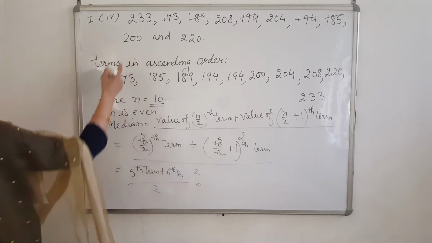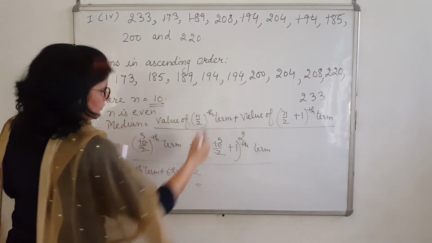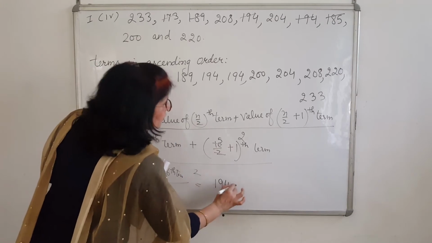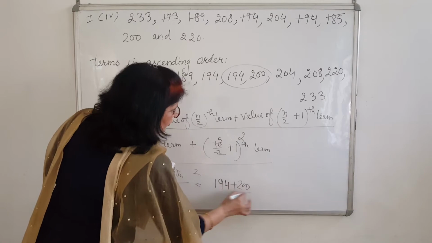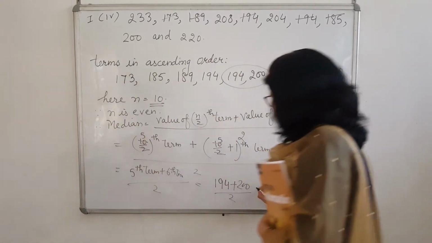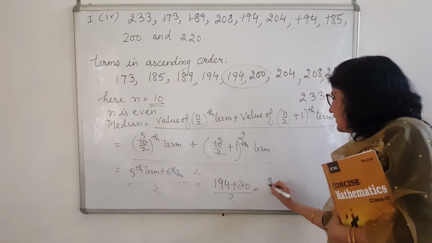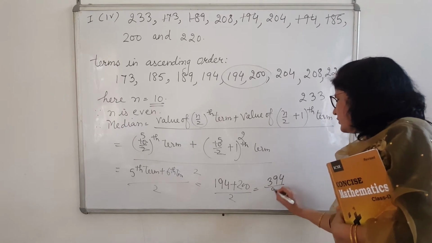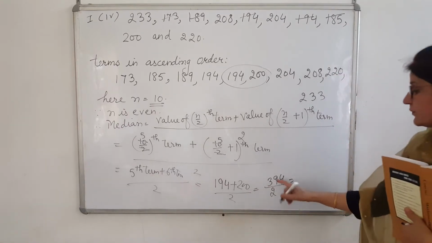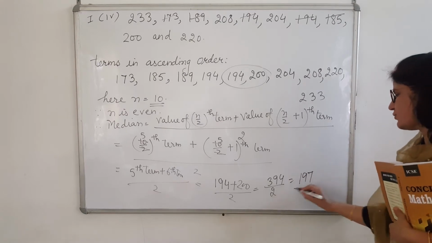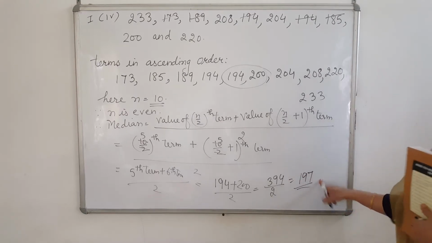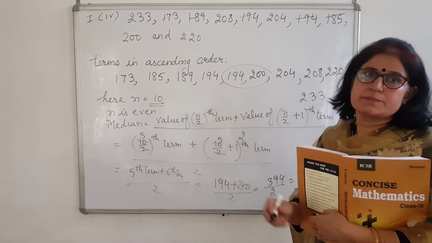What is the 5th term? Count from here. 1, 2, 3, 4, 5. 194. What is the 6th term? 200, upon 2. Add them. It gives us 394 over 2. Divide them. 2 ones are 2, 19, 2 nines are 18, 14, 2 sevens are 14. So 197 is the median of these numbers.